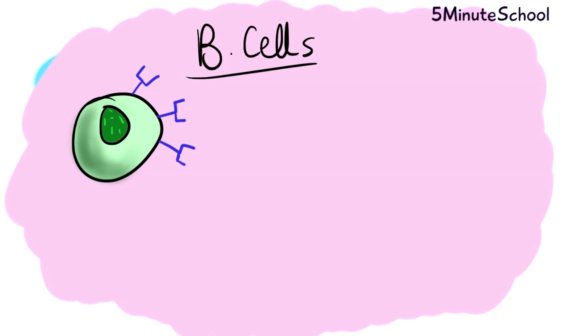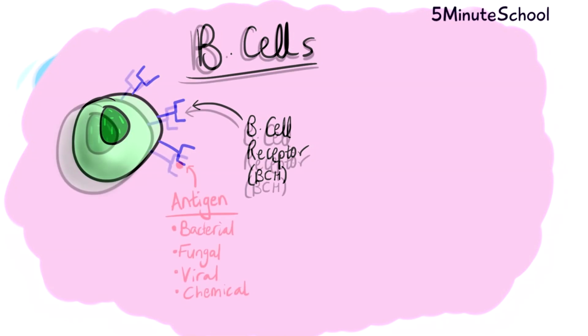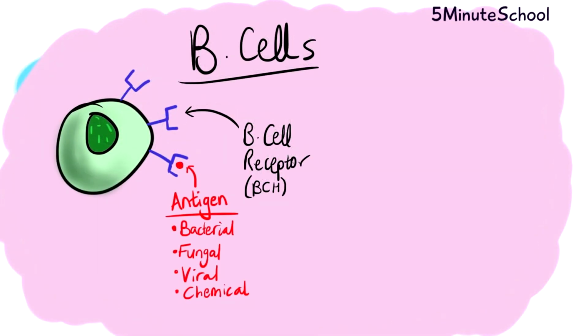On the surface of B cells, there are receptors called B cell receptors, and these have a function of binding onto antigens. If you don't know what an antigen is, imagine it's like a small chemical or molecule which is on the surface of harmful bacteria or pathogens, or it doesn't have to be on the surface of a pathogen, but the body recognizes it as a foreign substance.